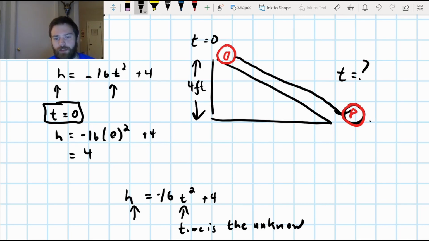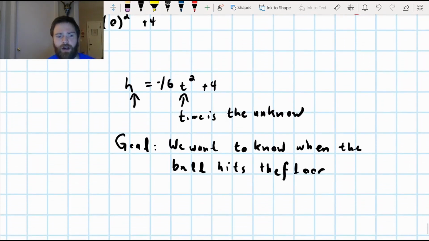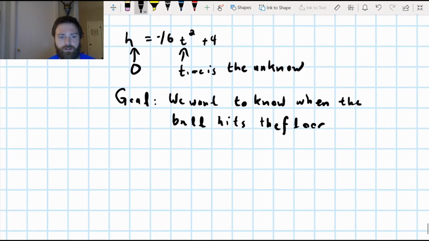Well, if I measure the height between the ball and the ground, the height would be 0. So that's our indicator that tells us what height is. In this case, we're going to plug 0 in for height. If the ball is on the floor, its height from the floor is definitely 0. So I've got 0 equals negative 16t squared plus 4.